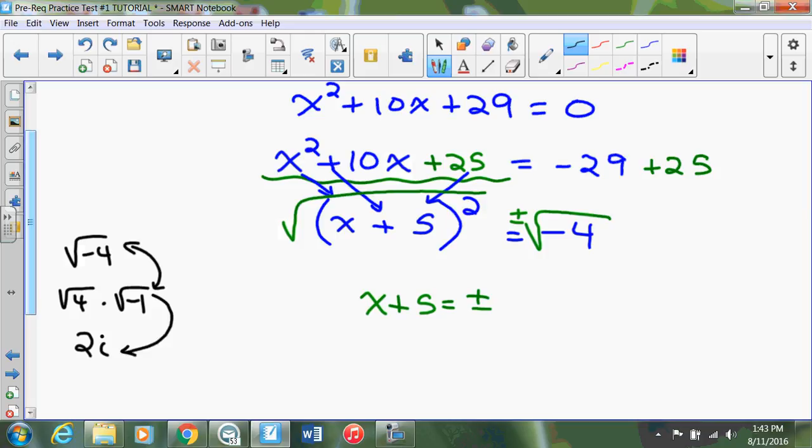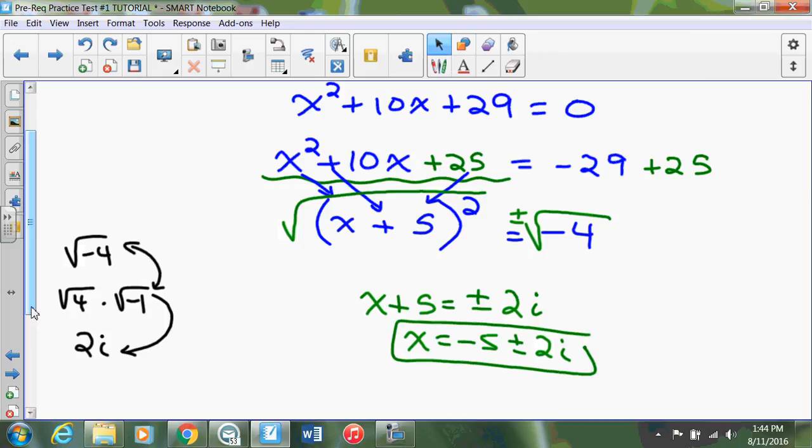So you can go through the method this way to get to the 2i, or you just can remember when you have a negative there, you're going to tack on an i to whatever the square root of the positive number is. So we're going to have a plus or minus 2i, and then we're going to subtract 5 from both sides to end up with this. Once again, you could have used the quadratic formula to solve this.